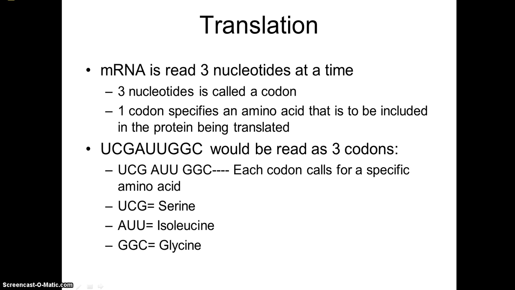So if we take a look at this sequence, UCGAUUGGC, that would be read by the ribosome as 3 different codons. It would read UCG and then bring the right amino acid that would match up with that. Then it would go over to the AUU and read that. And if you look down below there, AUU is the code for an amino acid called isoleucine. And then it would read GGC. GGC is the code to call for an amino acid called glycine. So you have to understand that the mRNA is read in 3s. 3 nucleotides is called a codon. Each codon specifies a specific amino acid.